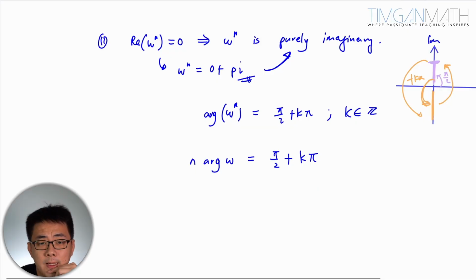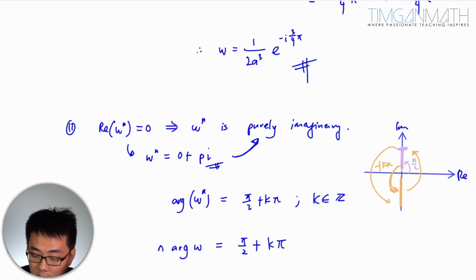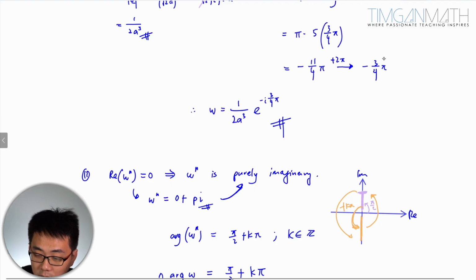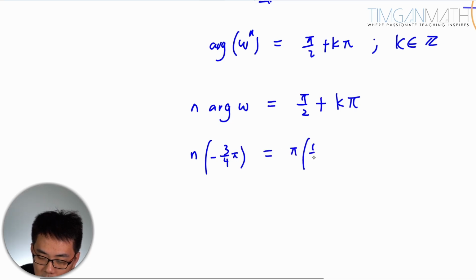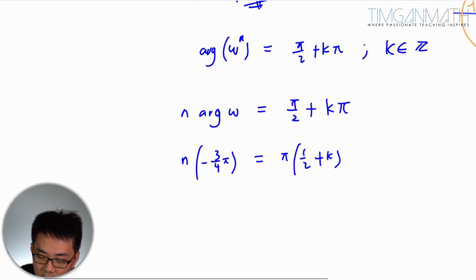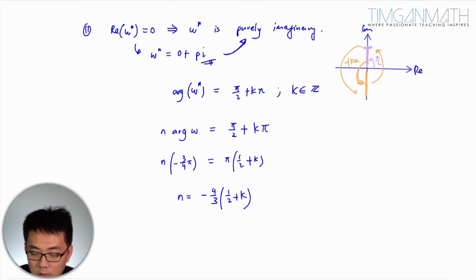Alright, n argument w. Okay, so what we need is the value of whole numbers. Argument w was minus 3 over 4 pi. So this is just n times minus 3/4 pi equals pi over 2 plus k pi. Divide by pi. So in this case, n is equal to minus 4 over 3 times one half plus k. Okay, so this is it.